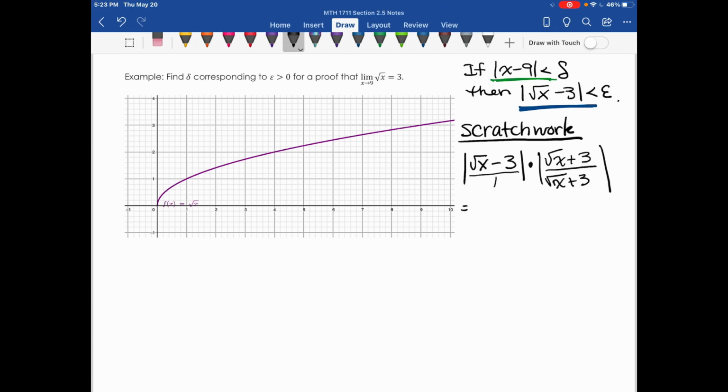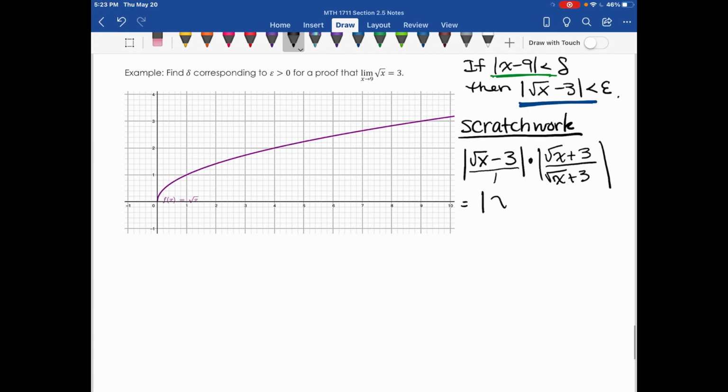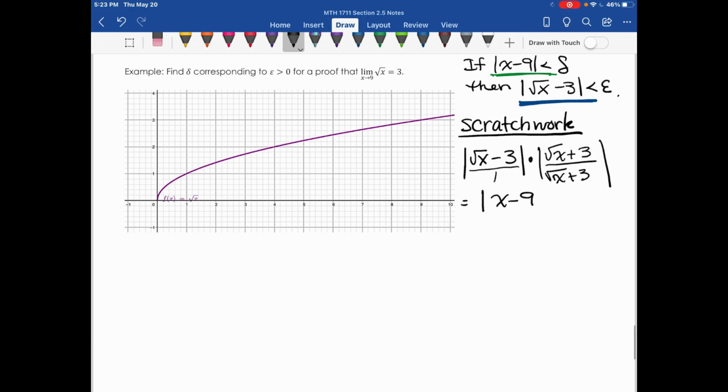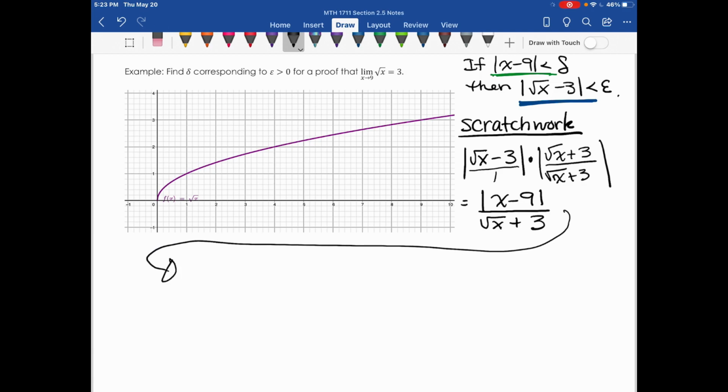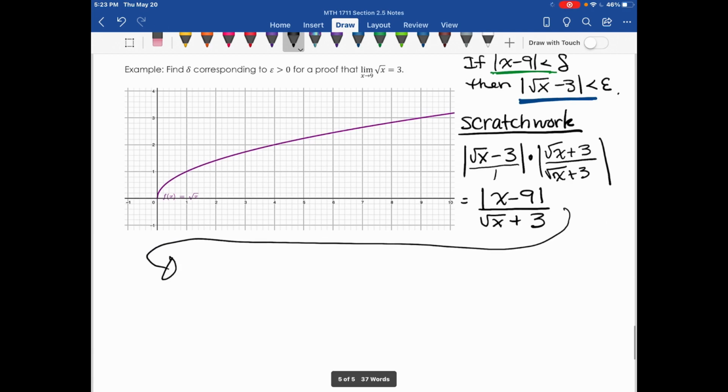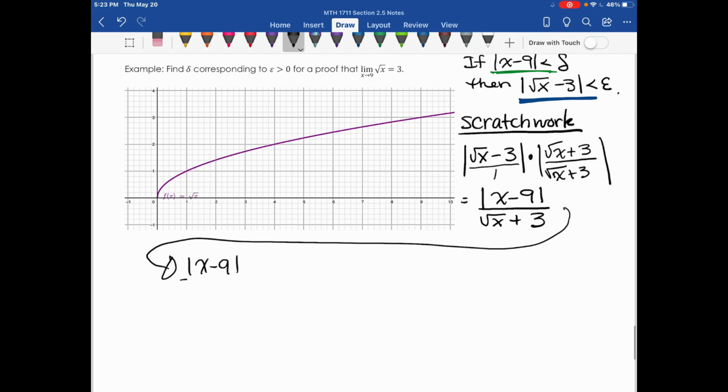So when I multiply this out, I'm going to get on the top x minus 9. And on the bottom, I'm going to get the square root of x plus 3. Now I'm going to carry this down here since I'm running out of room. Somehow, I want to get rid of that square root of x plus 3. I need to figure out a way so that I can write my deltas in terms of epsilon only.